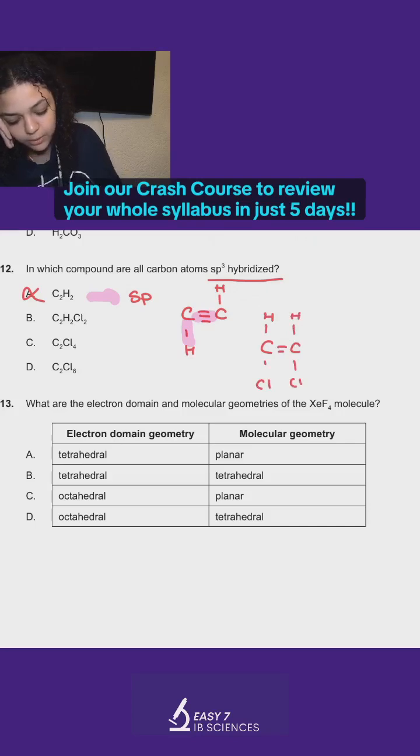And that's how many things is bonded to the carbon: 1, 2, 3. And so therefore this is sp2 hybridized. Okay, let's have a look at the other ones.